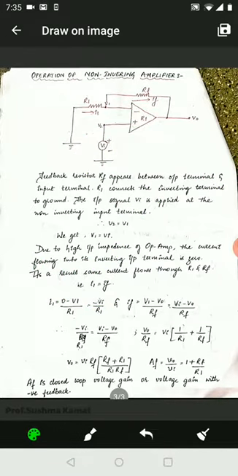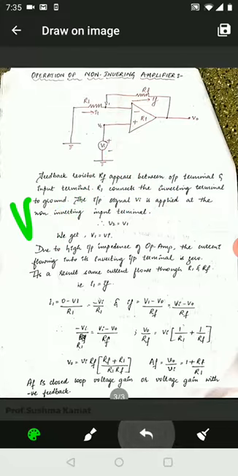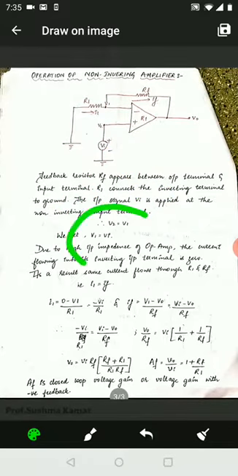Because of the virtual ground concept which I have explained in the previous class, the V1 value and this V2 value will be equal. If V1 is equal to V2, and V2 is equal to Vi, then V1 is equal to V2 is equal to Vi. We have understood till here. Let us now proceed to the next.